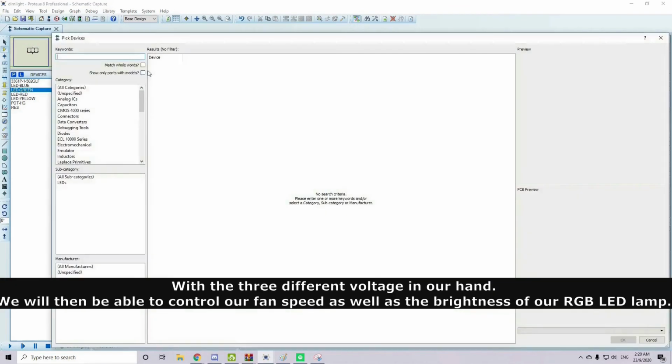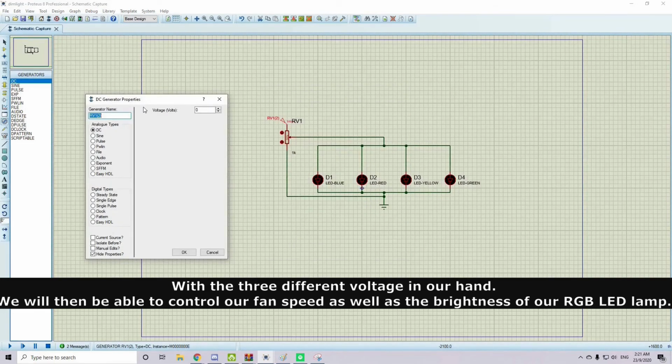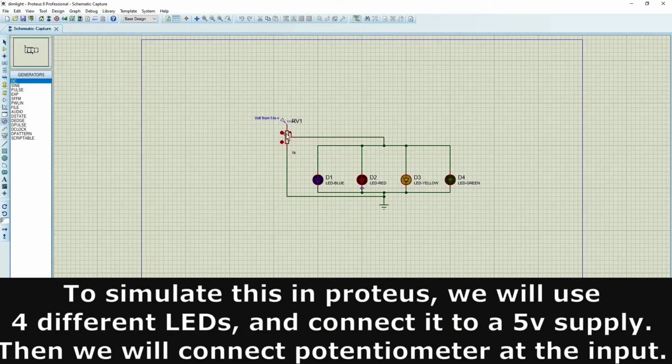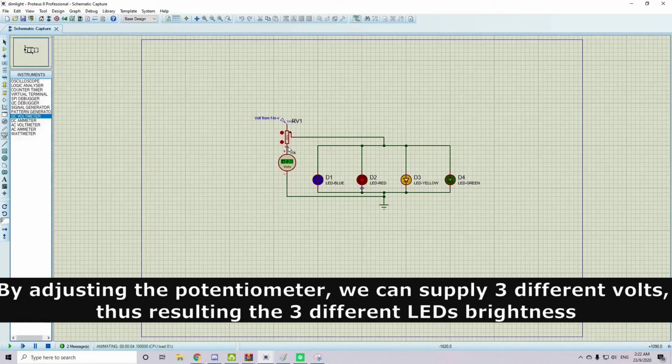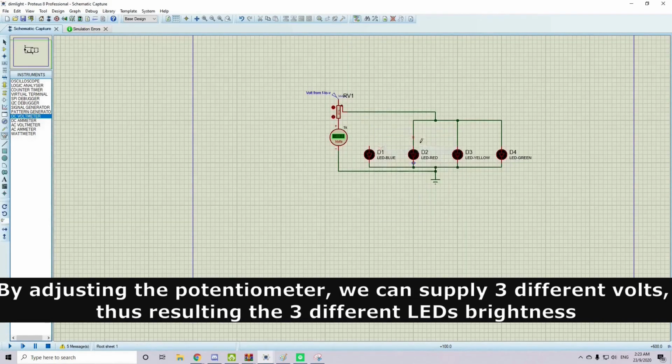With the 3 different voltages in our hand, we will then be able to control our fan speed as well as brightness of our RGB LED lamp. To simulate this in Proteus, we'll use 4 different LEDs and connect them to a 5 volt supply. Then we'll connect a potentiometer at the input. By adjusting the potentiometer, we can supply 3 different voltages, thus resulting in 3 different LED brightness levels.